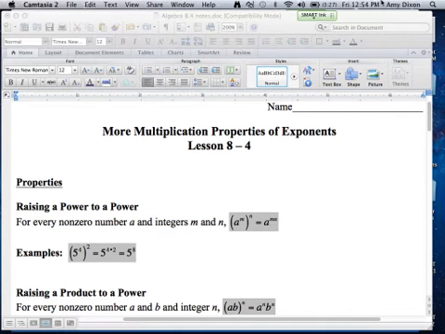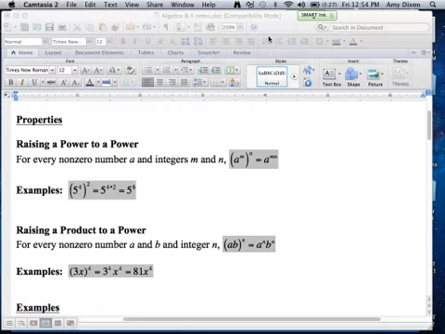Today we're going to learn 2 more properties on top of the 3 properties we've already learned. The first one is when you are raising a power to a power. For every non-zero number a and integers m and n, if you have a raised to the m power, which is all raised to the n power, what you do is you multiply the exponents. So on a power to a power, you multiply the exponents.